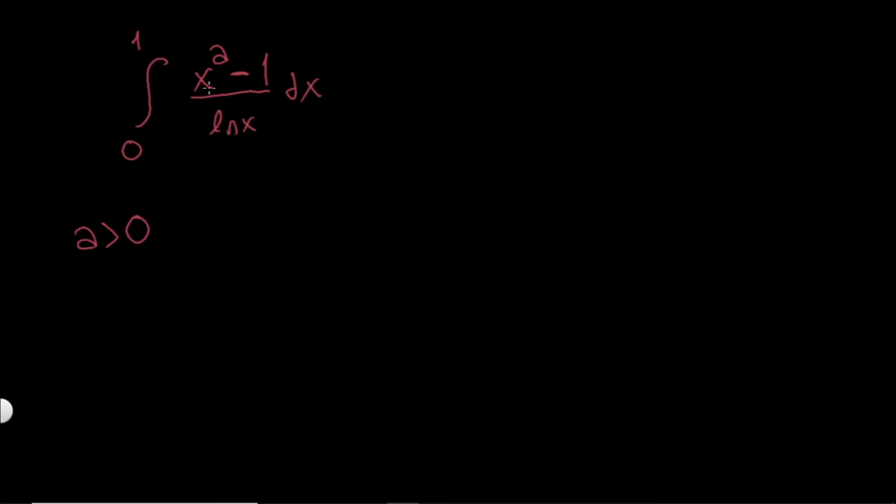On this interval we will check the limits. As x goes to 0 from the right side, because we are on the interval from 0 to 1, I'm just taking this limit of x to the a minus 1 over ln x.